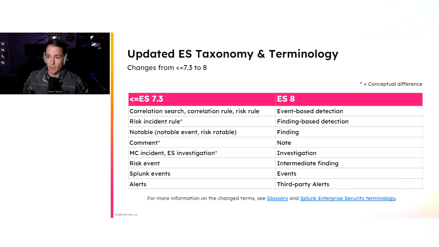Splunk, in partnership with some other leading technology vendors, has helped create the Open Cybersecurity Schema Framework, or OCSF. A lot of what you see inside of Enterprise Security 8 uses terms coming from OCSF. For example, correlation searches and those risk rules are now called event-based detections. Those risk-based alerting or RBA risk incident rules are finding-based detections. Those things that we used to call notable events are now called findings. The comments that you would put on a notable event are now called notes, and so on and so forth, right?